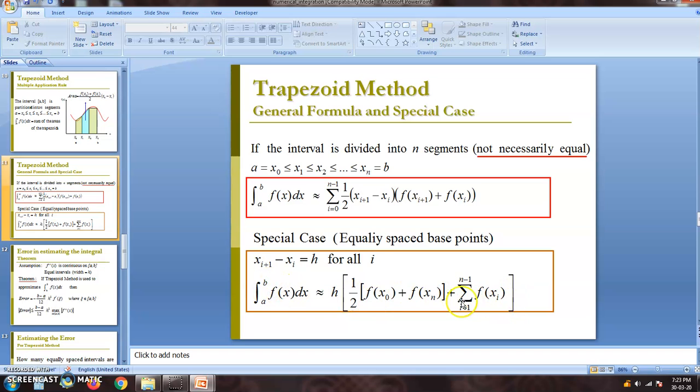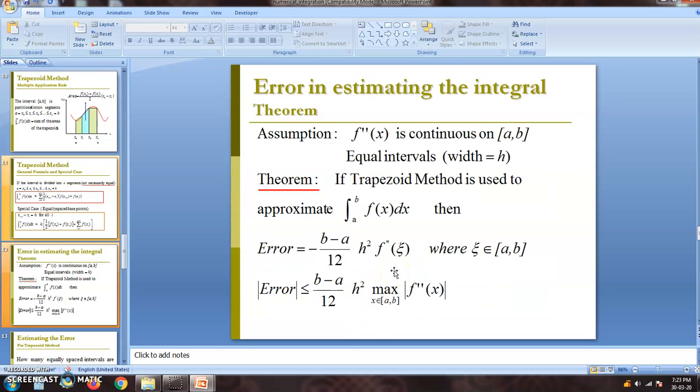So this formula will be used for equally spaced data points. If it is not equally spaced, every time we have to take the displacement between two consecutive data points and multiply it with the sum of the function values at those two consecutive data points. Mainly we will be using this formula, which is popularly known as the multiple section trapezoidal method.